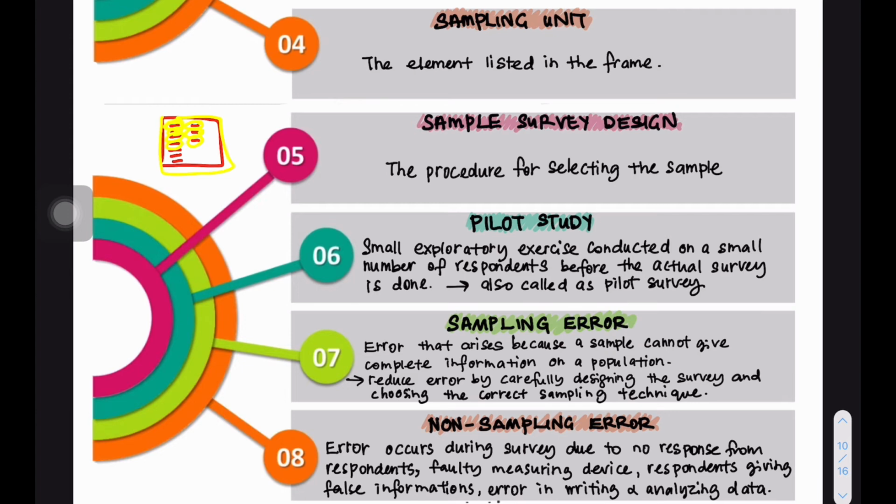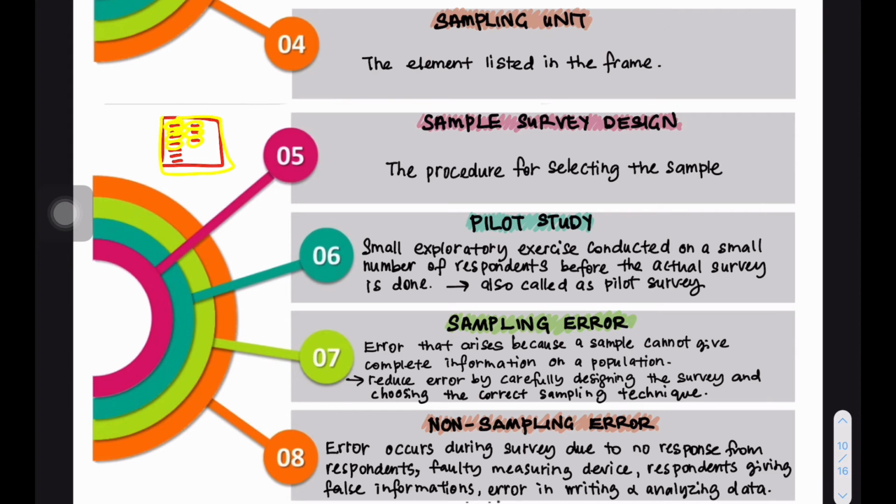Okay, and then we have pilot study. So what is pilot study? Pilot study is a pilot survey. Okay, a pilot survey which is the small exploratory exercise conducted on a small number of respondents before the actual survey is done. Ataupun kita sebut dia sebagai pilot survey. Pilot study ataupun pilot survey dia adalah benda yang sama. Okay, di mana pilot study ni adalah small exploratory exercise. Maksudnya kita buat satu eksperimen yang kecil, yang simple daripada number of respondent.